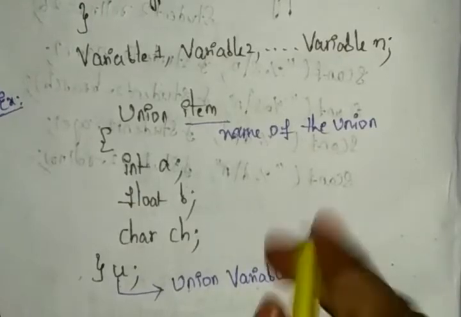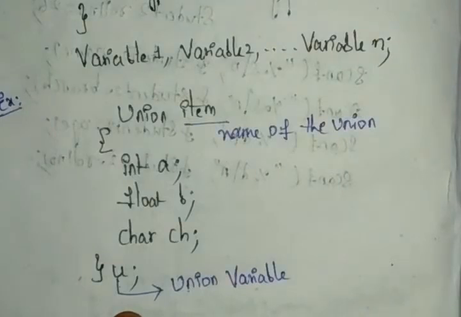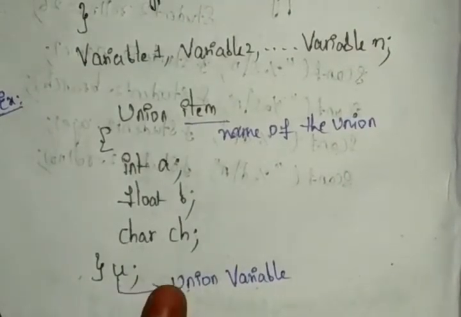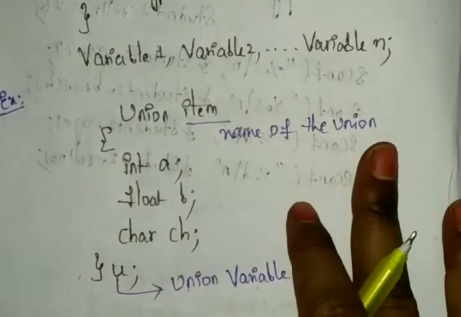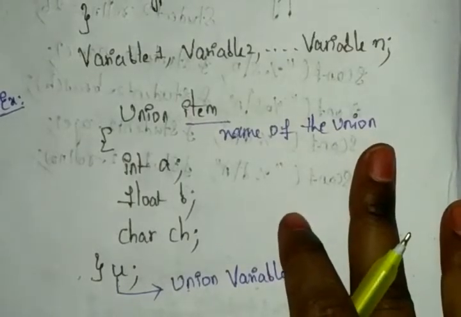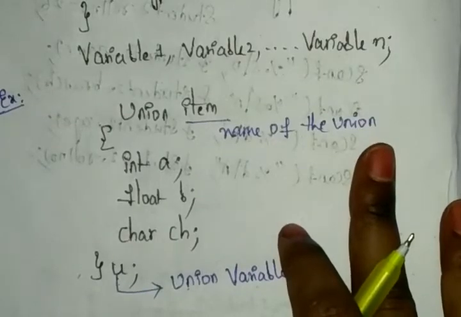So we can declare any number of variables, but here I declared only one variable, that is your u. Instead of u, you can also declare any other name, that is also possible. Okay, like this format we can declare our unions. And next, here we have the initialization for our unions.